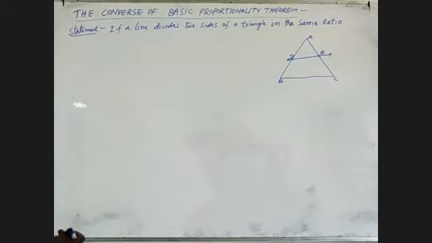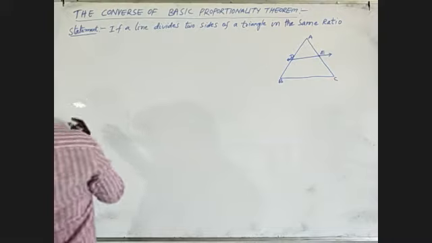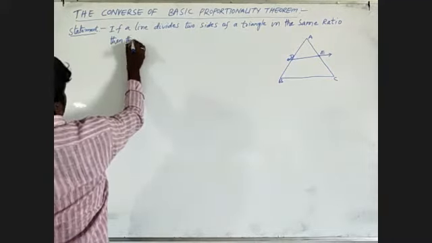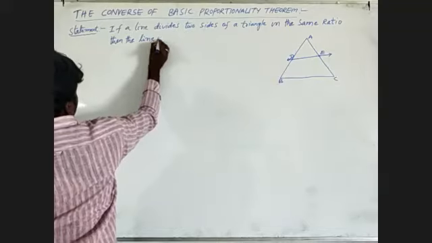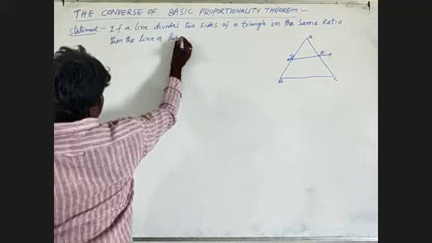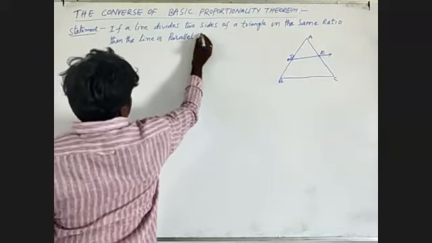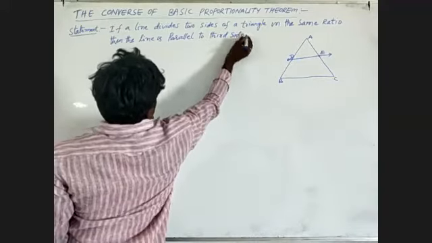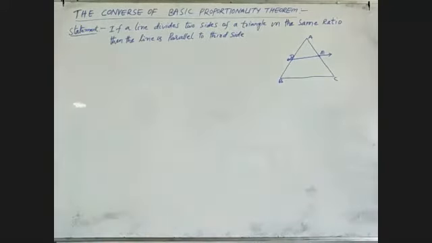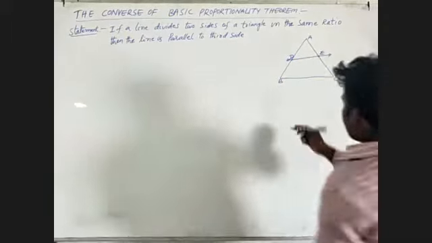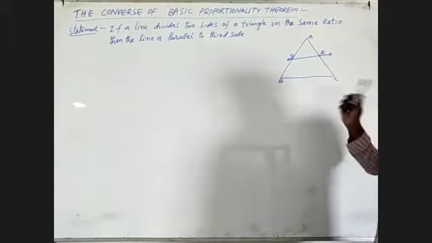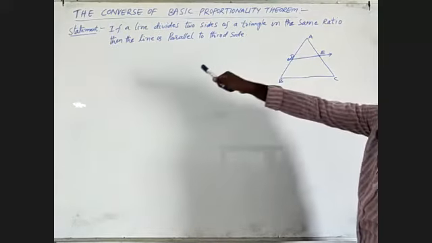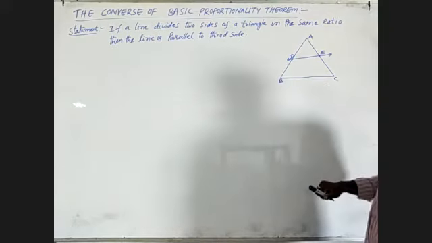Same ratio. Then the line is parallel to the third side. Already DE is parallel to BC, but what is given in this theorem? Then the line is parallel to the third side.